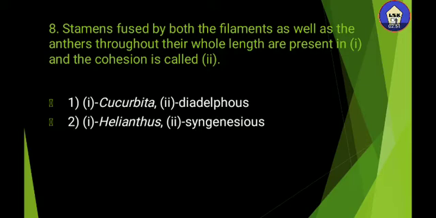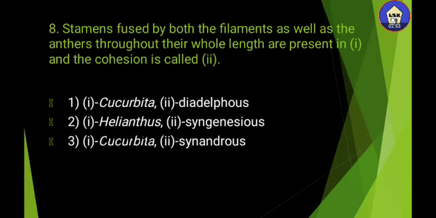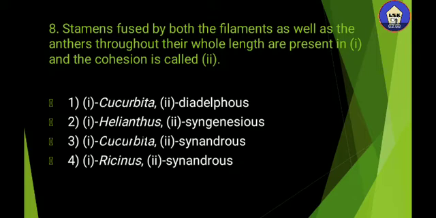Option 2, Helianthus syngenesious. Option 3, cucurbita synandrous. And option 4, Ricinus synandrous. See, this condition is called synandrous. The filaments as well as anthers are fused throughout their length. So that is called synandrous and is found in the cucurbita. So option 3 is the right answer.